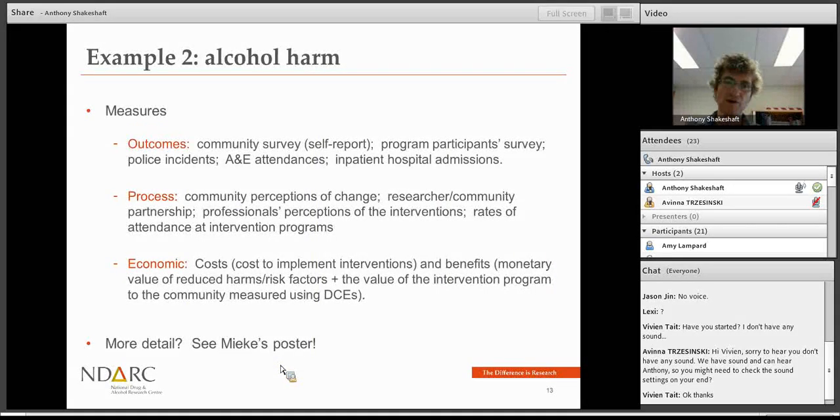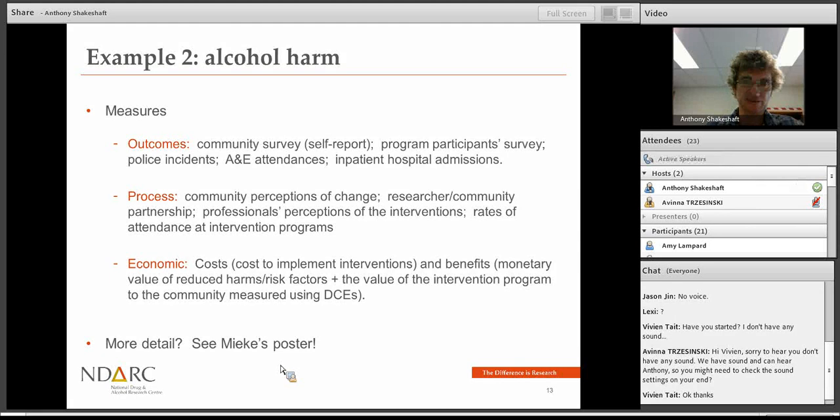So we had a whole range of outcomes, things like community surveys, with people who participated in a program. You wouldn't ordinarily do a survey with them if you're just delivering a routine service, but we did it because we're trying to evaluate whether or not it's effective. Then there's the process, things like whether the community's perceptions have changed. So did they feel like at the end of the project they were able to generate change if they wanted to? And then again, we're doing a thorough economic analysis.